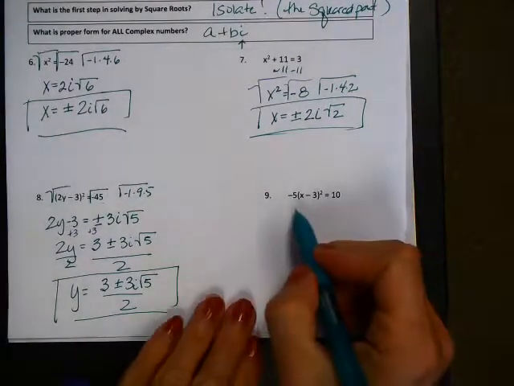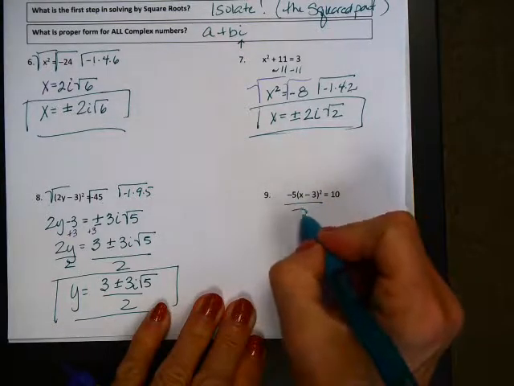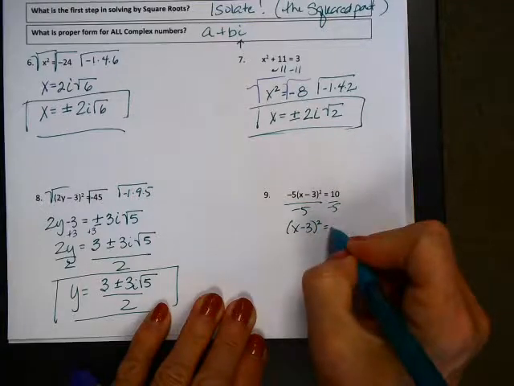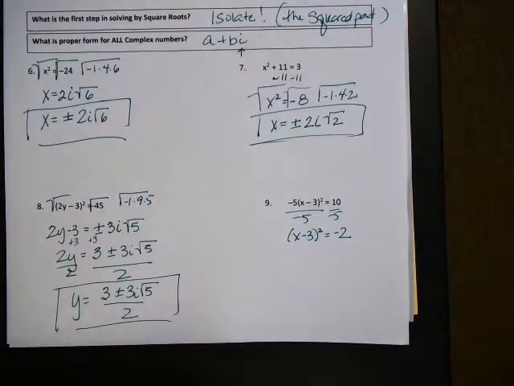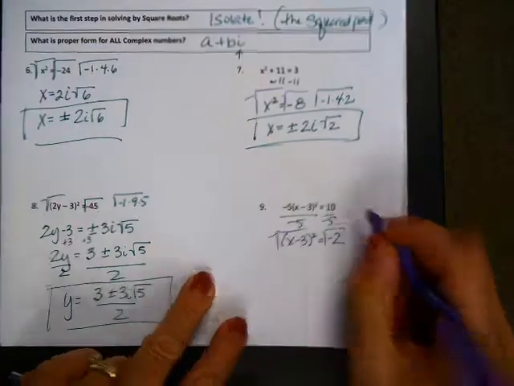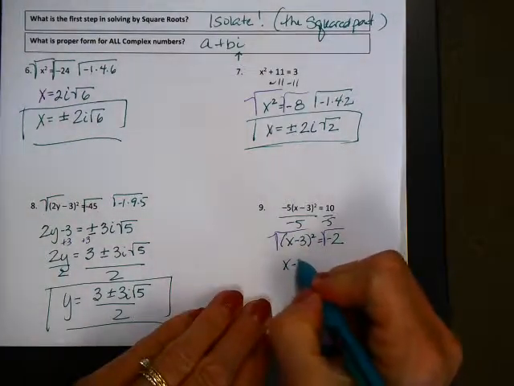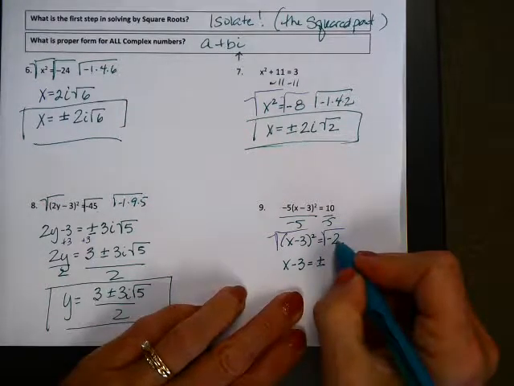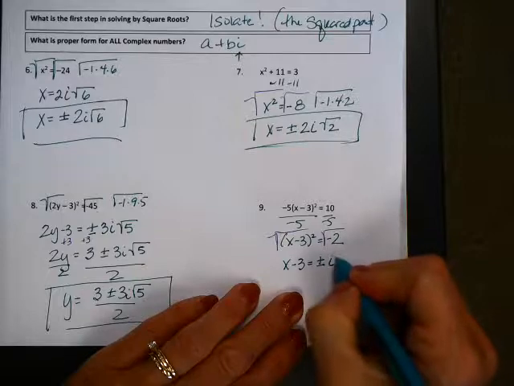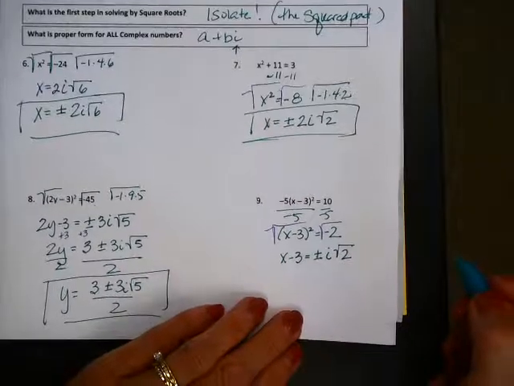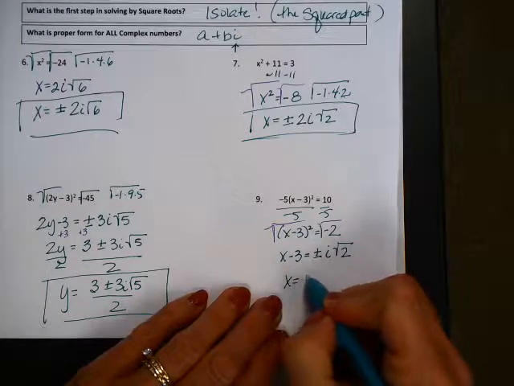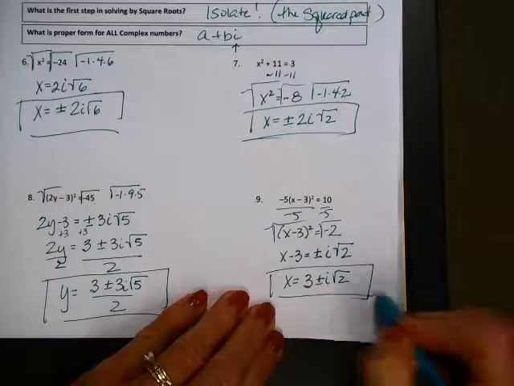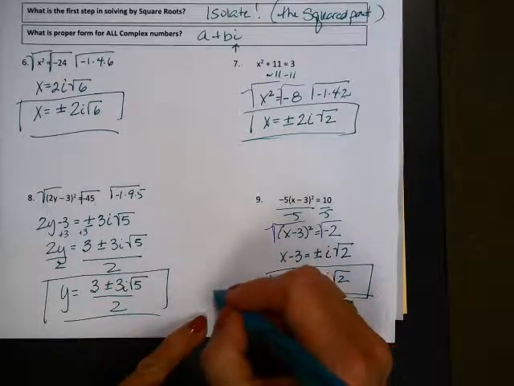Alright, last one. Stuff on the outside, so we're going to have to isolate first. So (x minus 3) squared equals a negative 2. We're done isolating, square root. You square root, how many answers are we going to get? 2, so don't forget your plus or minus. 2 doesn't simplify at all, so we're going to have the i on the outside with the 2 on the inside. Add your 3 over, and x will equal 3 plus or minus i square root 2. And that is all she wrote.